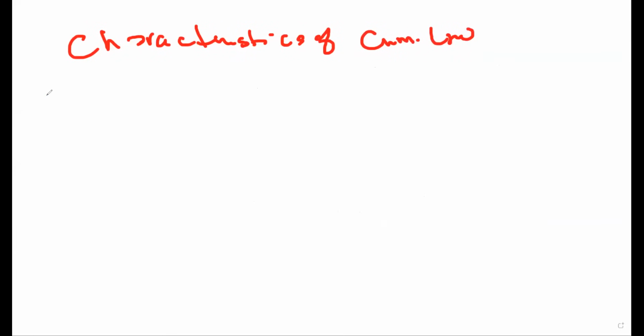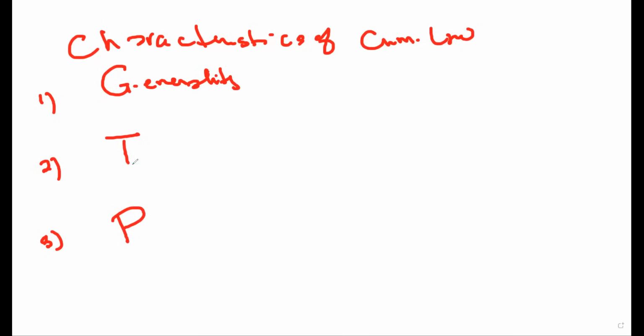Let's go to the characteristics of criminal law. Number one, this is a favorite bar question: generality, territoriality, and prospectivity. The problem is that the first and the second are used interchangeably by students or by bar candidates, which should not be the case.